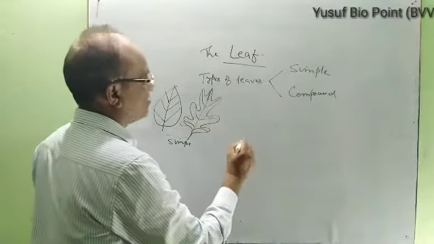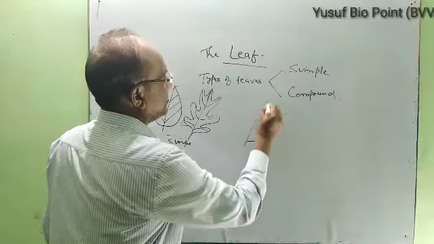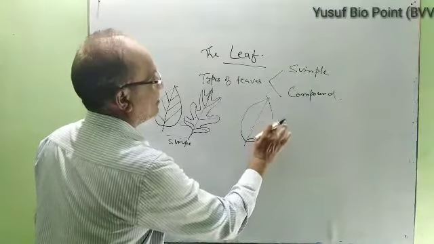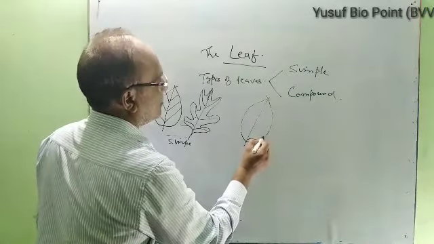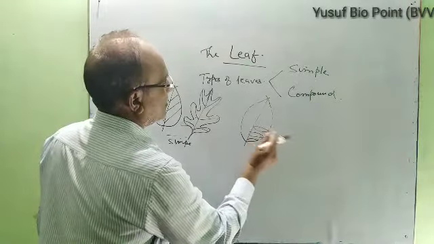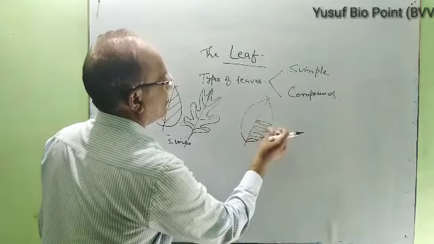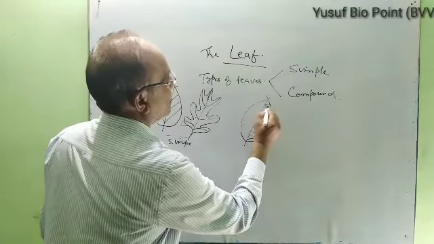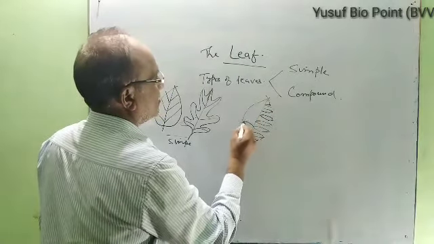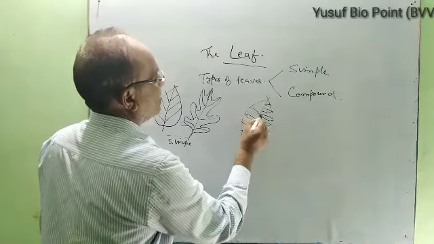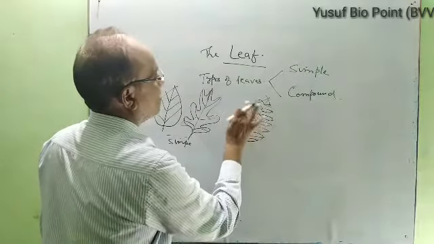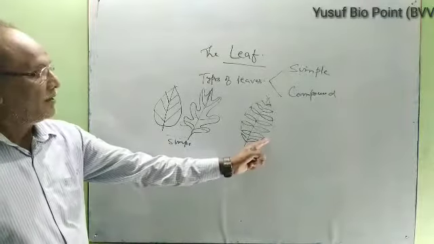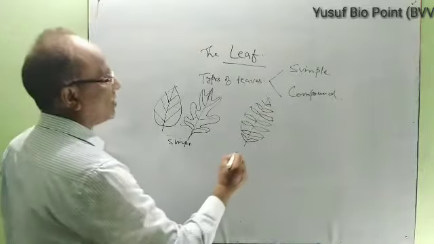And if it is cut into, now this is the leaf. Now this cut, if there is incision and that completes to the... if we cut, and the cut incision is complete up to the midrib, that will be called compound.